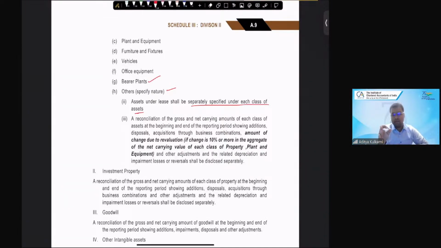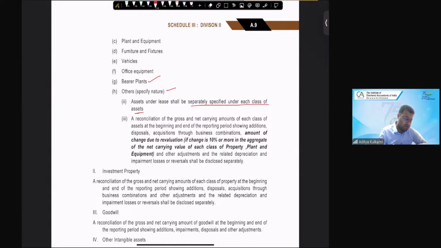You remember that table that we prepare? Gross block, that is opening plus additions minus deletions to give you the closing. Accumulated depreciation: opening balance, add charge for the year, less disposed during the year to give you the closing balance. And net block, you have current year, previous year. So that kind of a table is something that we will have to prepare.